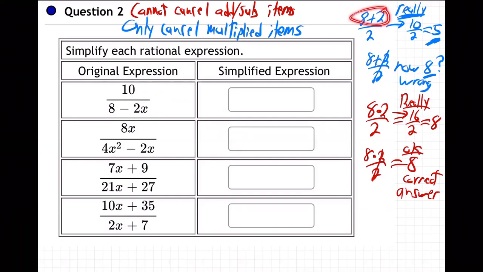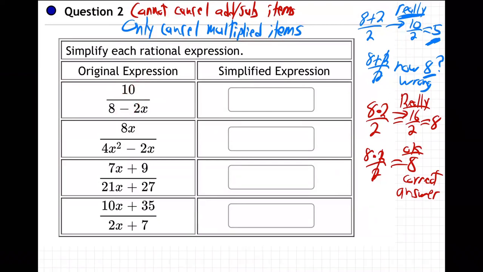And so 8 plus 2 is really 10 over 2, which is 5. So it's wrong. You can see it's wrong to cancel the 2's because then it would suddenly become 8. That's wrong. Whereas if they're multiplied, it's really 16 over 2, which is 8. Is it okay to cancel the 2's? Yeah, it's still 8. It's the correct answer. So you can only cancel multiplied items. You cannot cancel add, subtract items. So getting back here, I can't go 2 into 10 like that because that's a subtracted item.